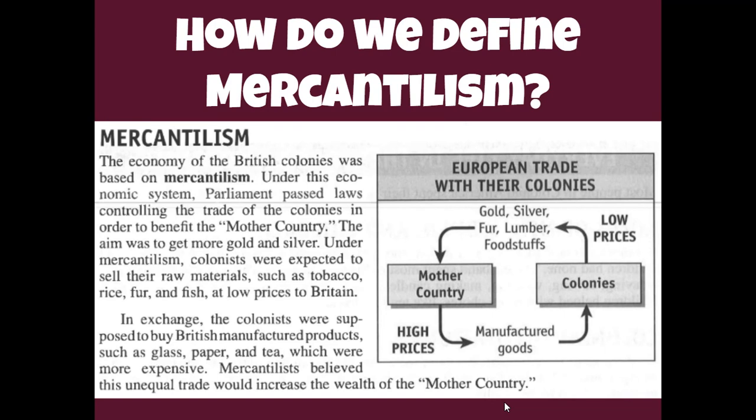Mercantilism is essentially a system that controls the economies of not just the mother country, but the colonies. So under this economic system, Parliament, the governing body, so similar to our Congress, passes laws that control trade of the colonies in order to benefit the mother country. The aim was to get more gold and silver. Under mercantilism, colonists were expected to sell their raw materials, such as tobacco, rice, fur, and fish, at low prices to Britain. So Britain passes new laws, and under these new laws, only colonial or English ships could carry goods to and from the colonies.